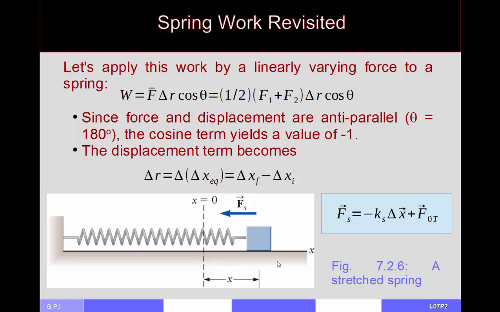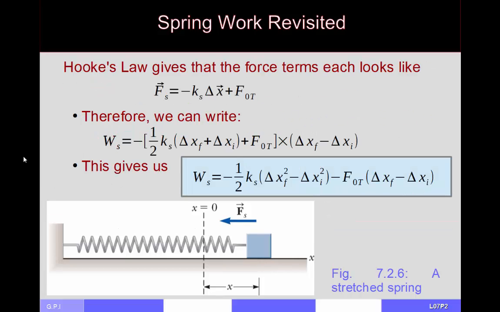And so what that means is that the actual work done is going to look like 1/2 times the spring constant times the change in displacement squared, and then that can be minus the change in displacement. I've used a slightly different notation here than what I used earlier, and if this is a little confusing, it's because I'm trying to generalize more than what I was before.